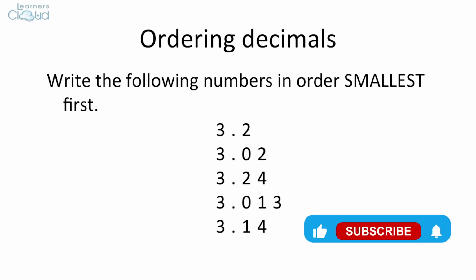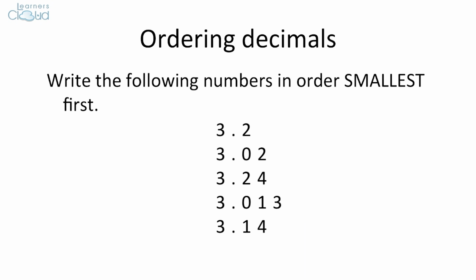So if we take a look at the list of numbers here, they want us to write them in order, smallest first. And the numbers are 3.2, 3.02, 3.24, 3.013 and 3.14.